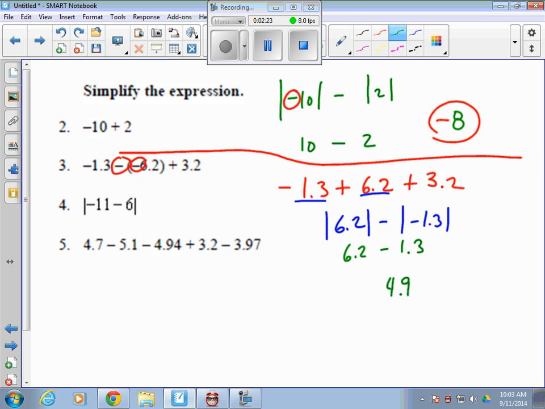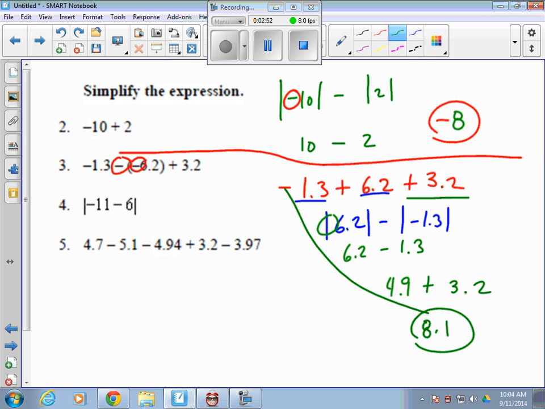And then you keep the sign of the larger value. The larger absolute value is 6.2. It was positive, so it's going to be 4.9. Bring the rest of the problem down. Plus 3.2. Now you have the same signs. Remember, same signs, just add them up. If they were negative, we would add the absolute values. That's an unnecessary step right there. Simply add 2 plus 9 to get 11. Carry your 1. 4 plus 3 is 7. Plus that 1 you carried is 8. 8.1 is the simplified answer.